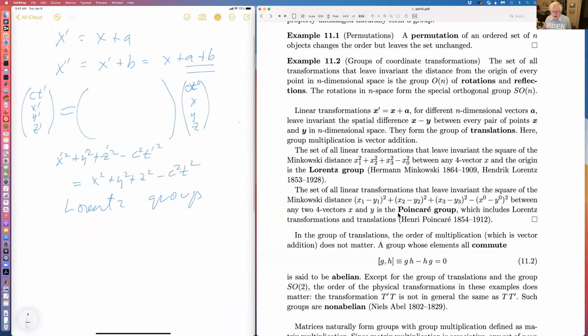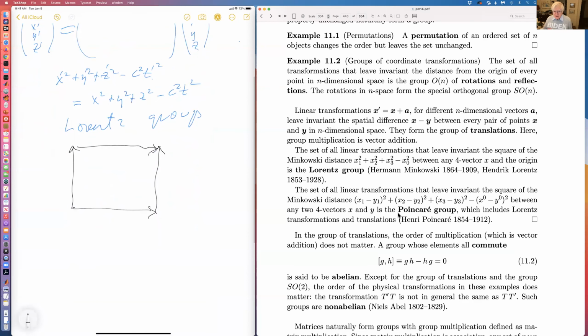Now, if you have translations, then you can translate this way, and you can translate that way, or you could translate this way first and then translate that way, and you get to the same point. So we say here that the order doesn't matter. T prime T is equal to T T prime for translations.